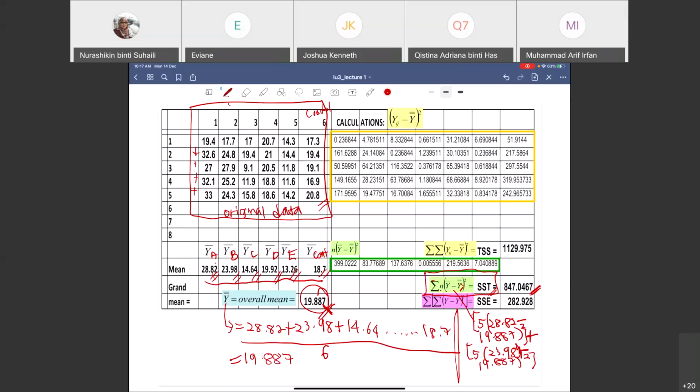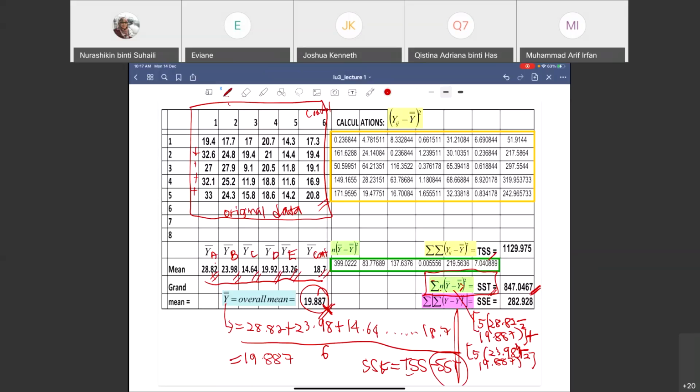And how are we going to solve for TSS? Because without TSS we do not know what SSE is. We don't have to solve SSE by using the formula, because as I mentioned just now, SSE is equal to TSS minus SST, right? Okay, now we have solved for the SST. We need to solve for the TSS. So the TSS is a bit tedious here. This is the most tedious part.